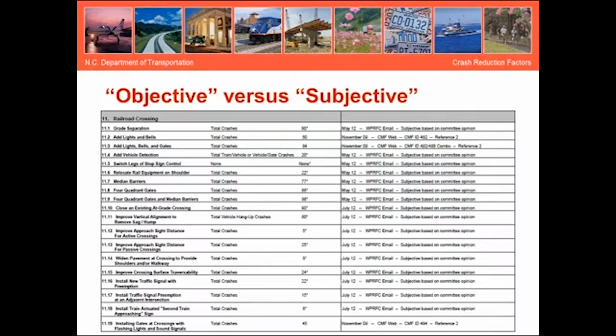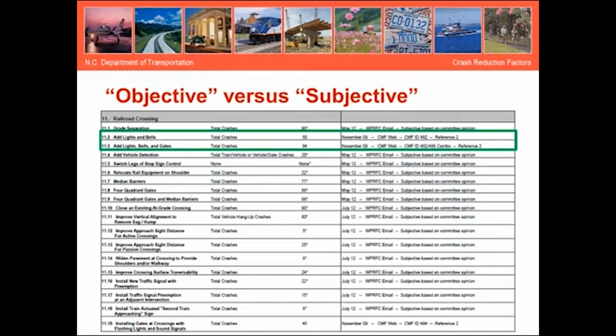One of the things we have to deal with is objective versus subjective, and I'm using the railroad crossing values. We recently had the railroad group add their projects to our spot safety process, and so they've had to develop benefit cost using crash reduction factors, and there's not a whole lot of crash reduction factors available for railroad crossing countermeasures.